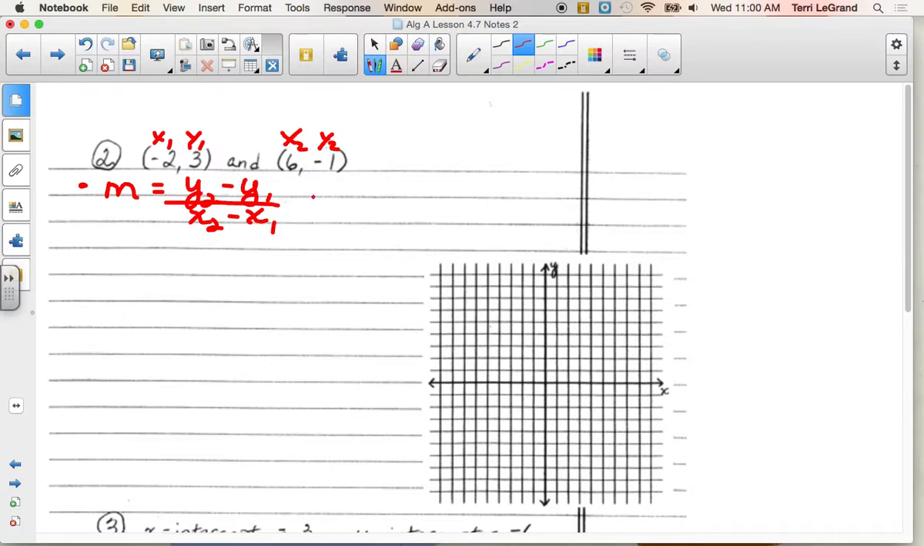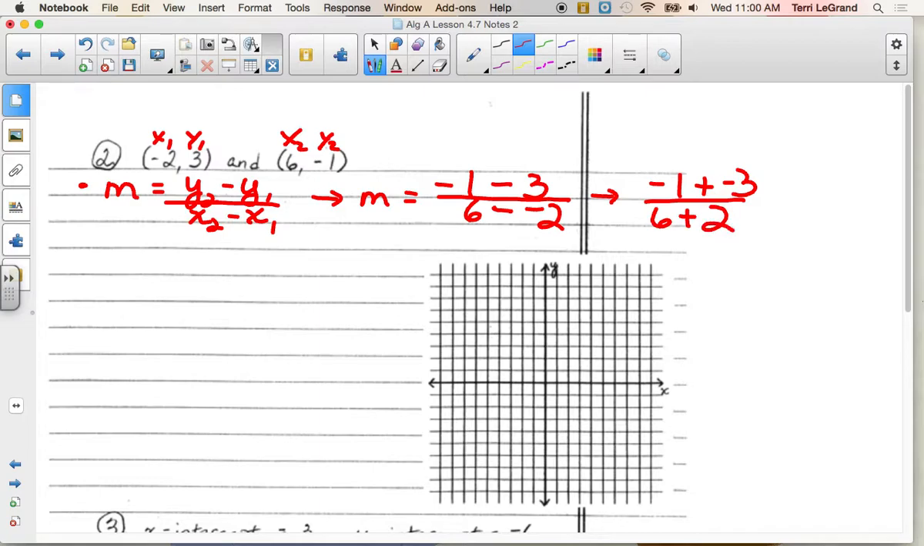So we're going to substitute in: -1 for y sub 2, subtract, we're going to put 3 in for y sub 1. We're going to put 6 in for x sub 2, subtract, and for x sub 1 we're going to put in -2. So this is not new. This is already in our skill bank. Now we change it to add the opposite: -1 plus -3, over 6 plus the opposite of -2, which is +2.